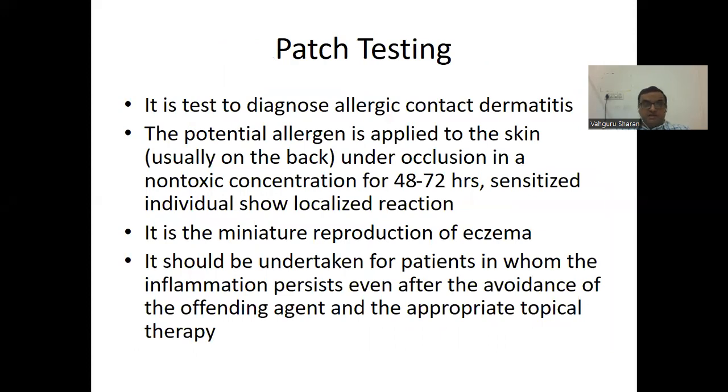What is patch testing? That's the tool to diagnose allergic contact dermatitis. For the potential allergen, there's a battery of allergens available. It is applied to the skin, usually on the back, under occlusion, in a non-toxic concentration for 40 to 70 hours. The suspected individual will show a localized reaction. It is the miniature reproduction of eczema. It could be undertaken for patients in whom the inflammation persists even after the avoidance of the offending agent and the appropriate topical therapy.